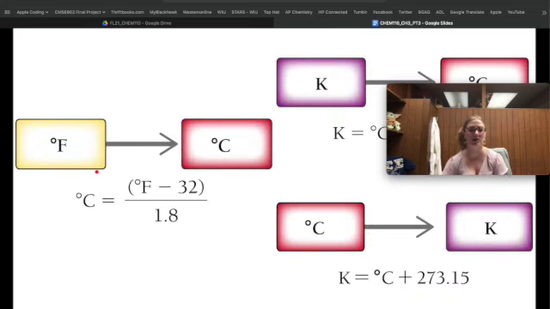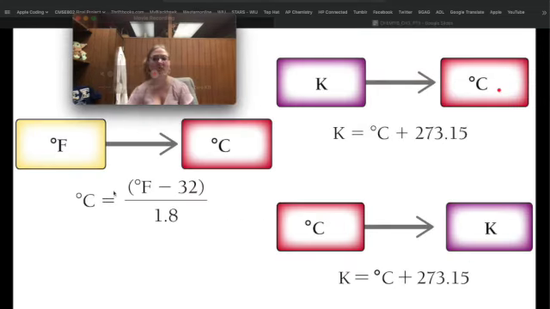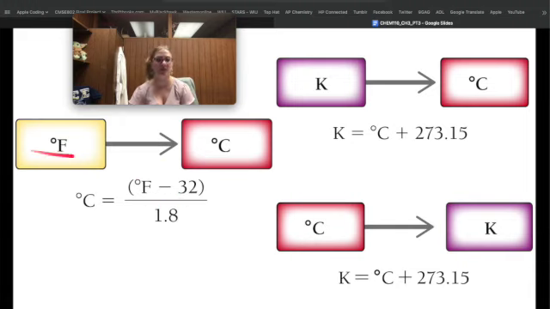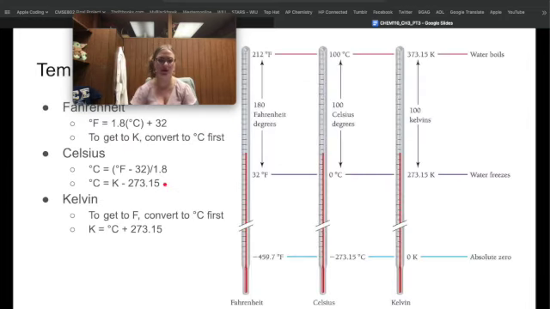I'll just show you this. So if we're going from Fahrenheit to Celsius, we have degrees Celsius is Fahrenheit minus 32 degrees divided by 1.8. So that's Fahrenheit to Celsius. And over here, we'll look at those conversions in just a second.